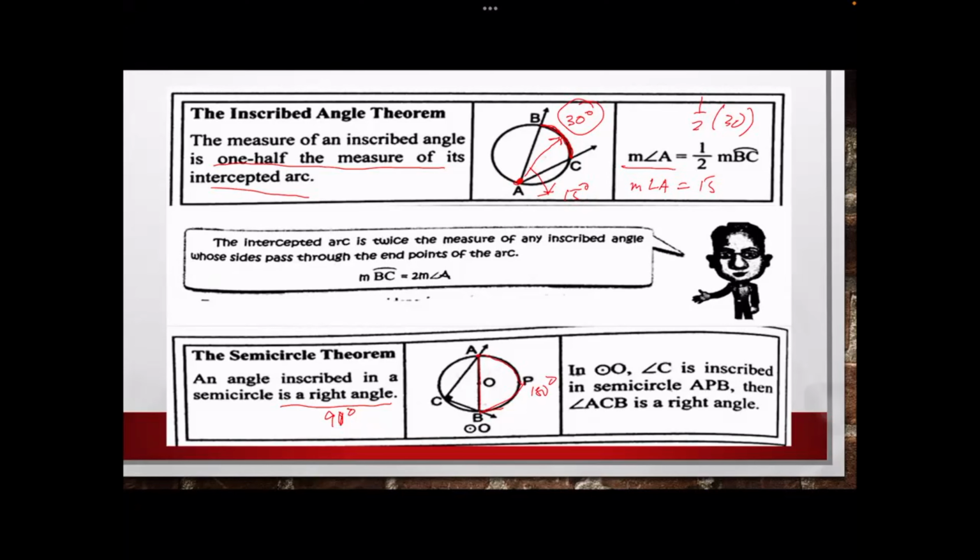So, ACB, ito yung hinahanap natin. Now, ano ba yung kalahati ng 180? So, that is 90 degrees. So, 90 degrees is equivalent to a right angle. Okay? So yung nasa harapan ni ACB is APB, which is 180 degrees. So yung kalahati ni 180, that is 90 degrees. So, ang tawag sa 90 degrees is a right angle. Okay?